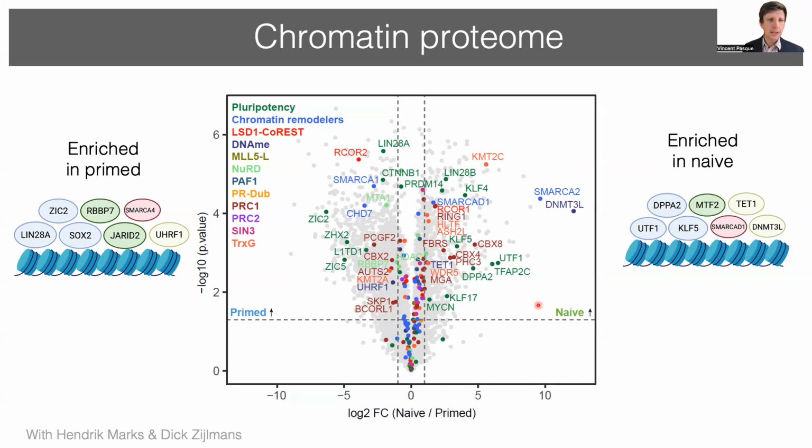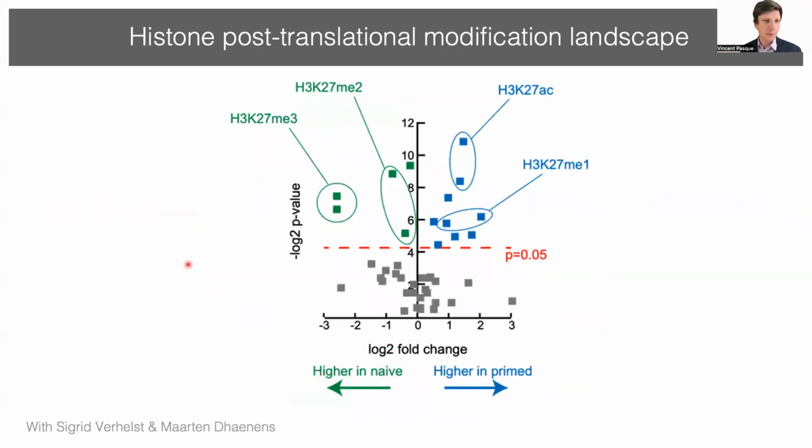So we then wanted to understand the relationship between the abundance of chromatin modifiers and histone post-translational modifications. So also using proteomics, we determined the abundance of histone modifications in naive and prime pluripotent stem cells. And there we saw that the histone H3 lysine 27 trimethylation, H3K27me3, was highly enriched on chromatin in naive cells. And this was really surprising to us because we suspected that repressive chromatin modifications are associated with differentiation.